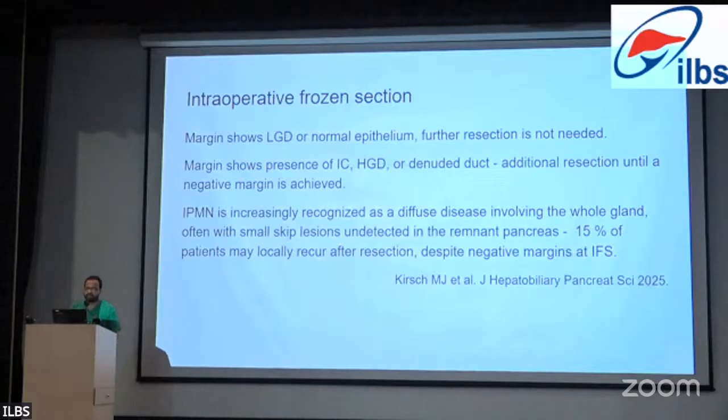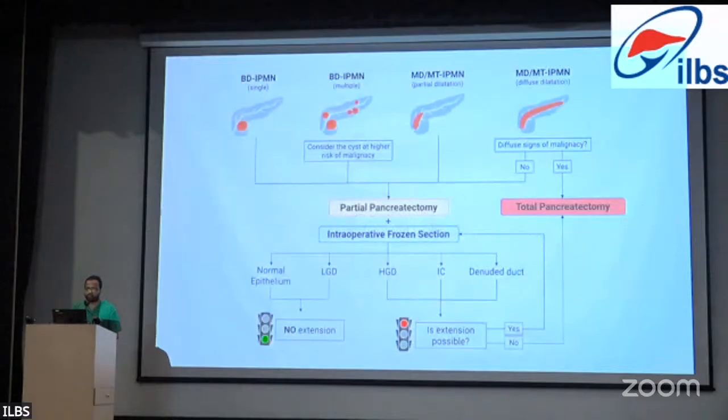IPMN is recognized increasingly as a diffuse disease involving the whole gland with multiple skip lesions. Around 15% of the lesions may recur after resection, despite having negative margins at intraoperative frozen section.